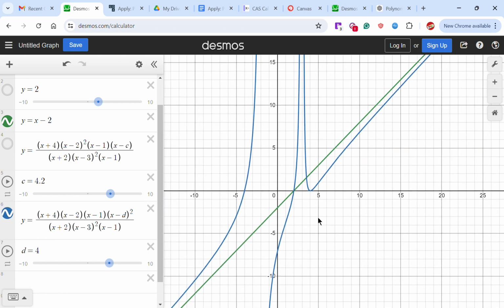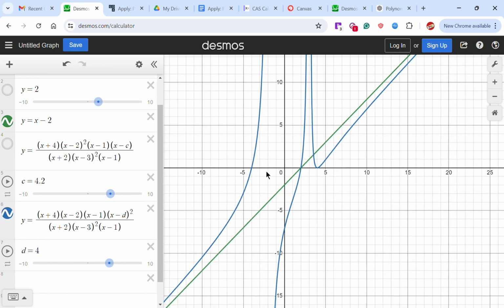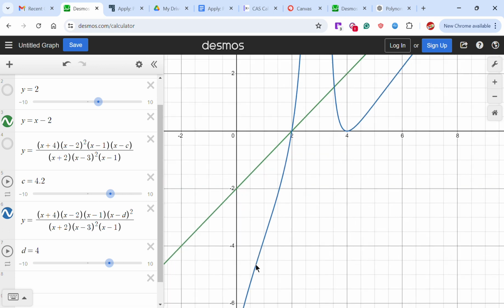And I actually didn't have to put one in between. I guess we could count this one as an asymptote, if we really have to. This one right here. Yeah, you saw it, right?